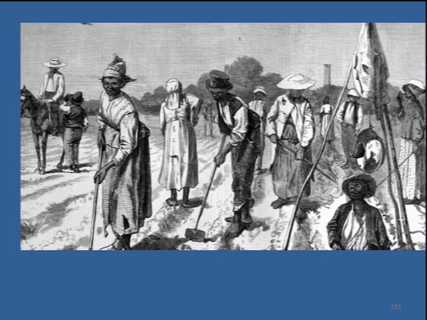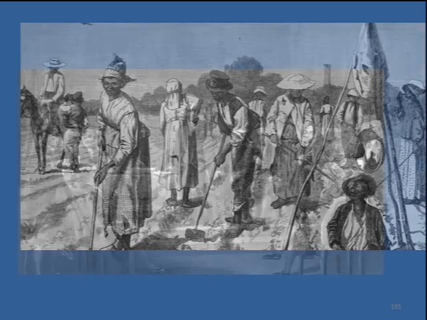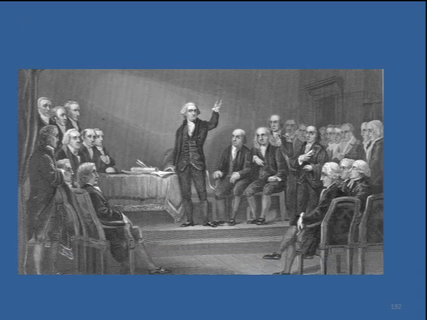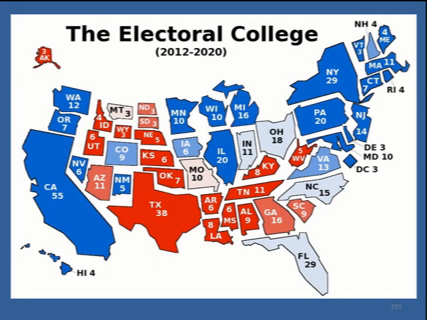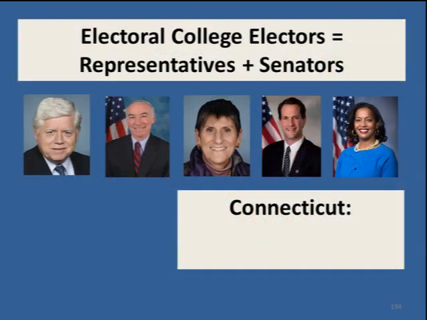In the Electoral College, each state is given a number of electors equal to its total number of U.S. representatives and senators. For example, Connecticut has 5 representatives and 2 senators, so it has 7 electors. During a presidential election, the candidate who receives the most votes in Connecticut gets all 7 votes. At the end of the presidential election, the candidate with the most electoral votes becomes president.